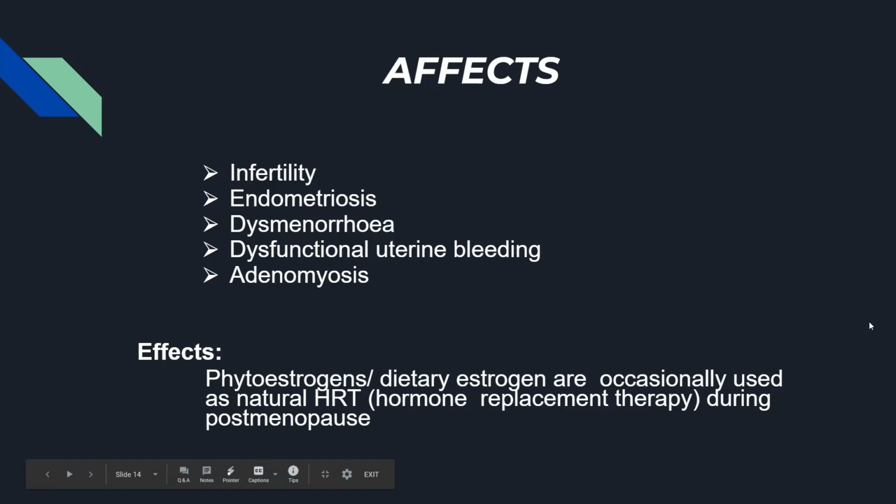Effects: infertility, endometriosis, dysmenorrhea, dysfunctional uterine bleeding, adenomyosis. Effects: phytoestrogens, dietary estrogen are occasionally used in natural HRT during postmenopause.